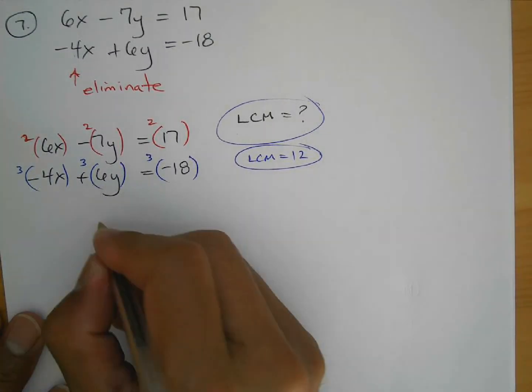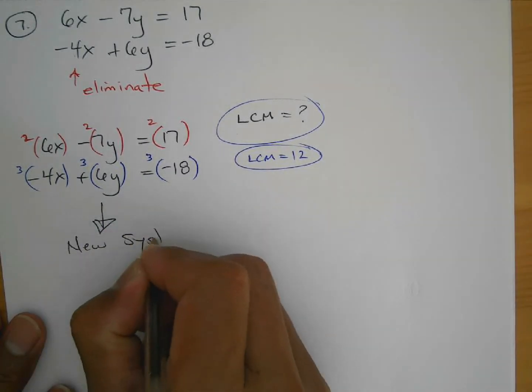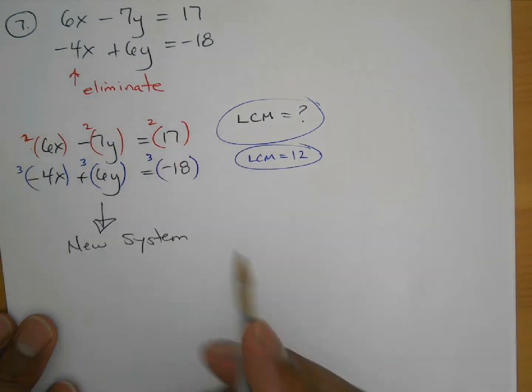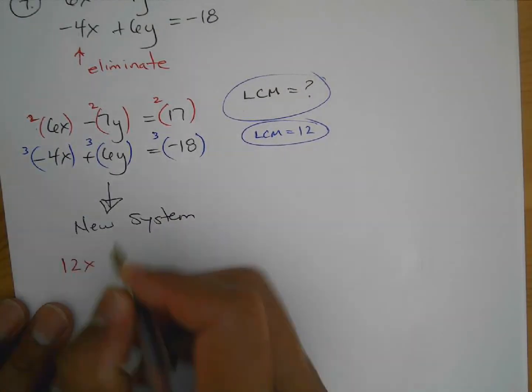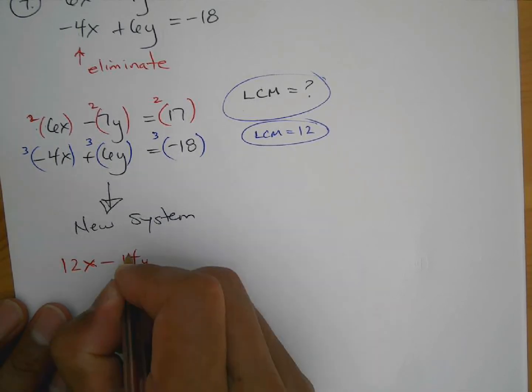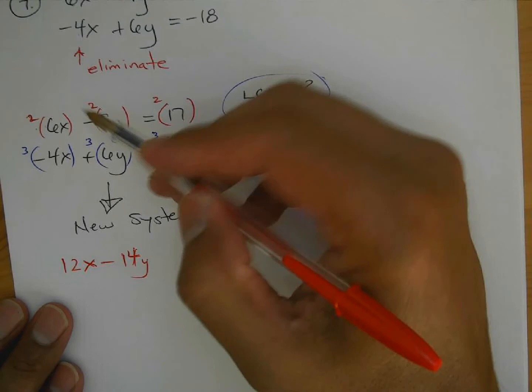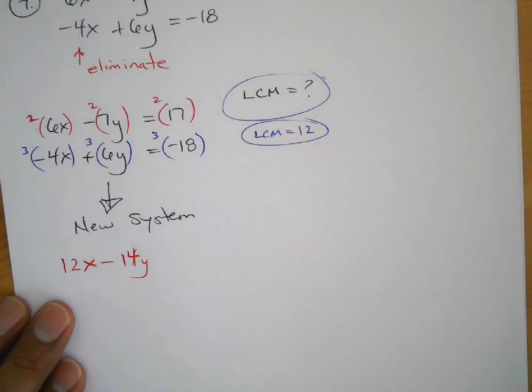So now we're going to come over here. What's going to be our new system? Multiply all these by 2. That's going to be what? 12x minus 14y. Oh, and I forgot to mention, one of them was already positive and one of them was already negative, so I didn't have to worry about the sign.